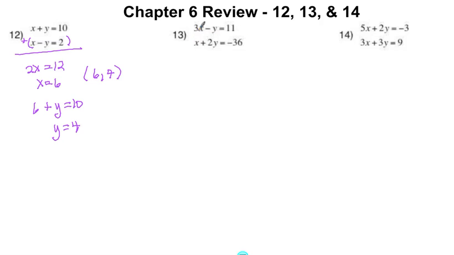13, again, I can drop out my x's or my y's. If you want to subtract, drop out your x's. If you want to add, drop out your y's. And depending, if I want to drop out my y's, I multiply the top by 2. If I drop out my x's, I multiply the bottom by 3. So let's go ahead, since we haven't done one of these in a little while, we'll multiply and we'll do a subtraction. So I'm going to multiply the bottom one by 3. I get 3x plus 6y equals negative, let's see here, 108.